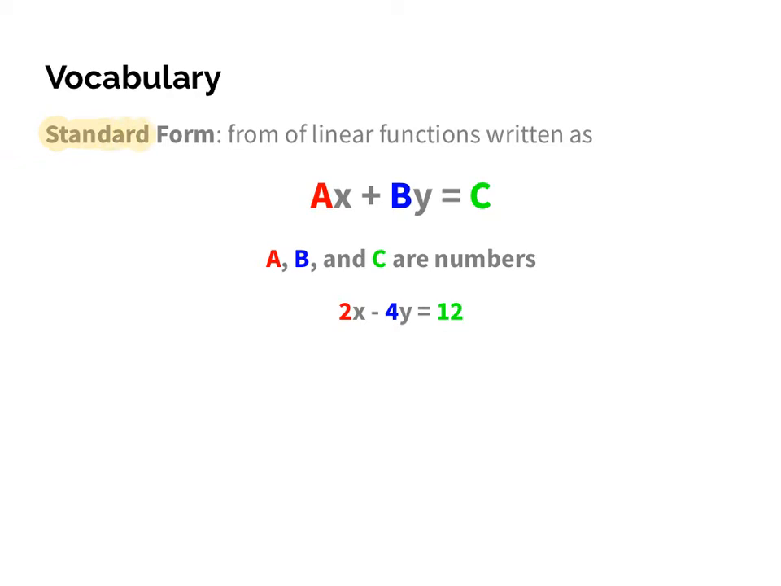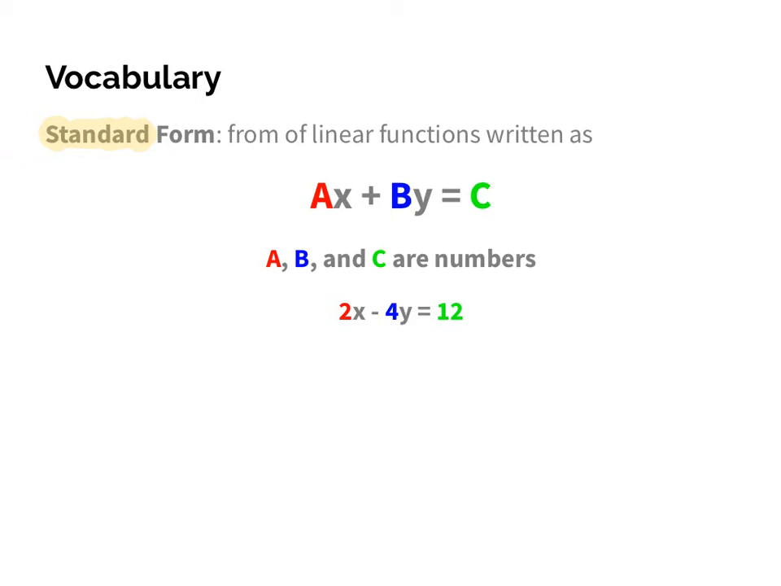It's like buying a brand new car but getting the standard edition. Standard edition means it has no bells and whistles. It is basic, okay? So all linear functions in their basic, simplest form can be written like this: ax plus by equals c, where a, b, and c are numbers that tell us different things about the line.